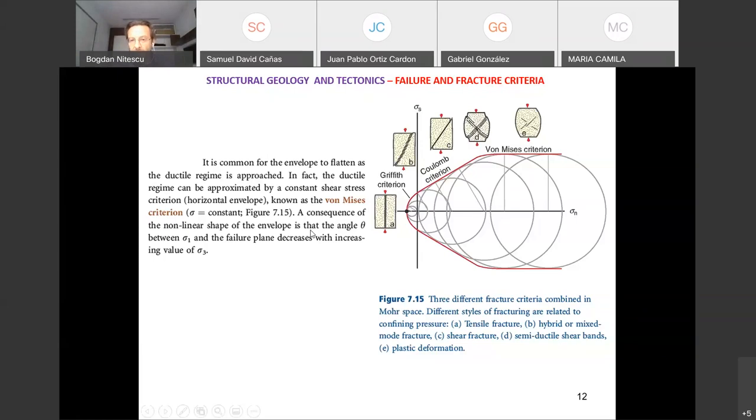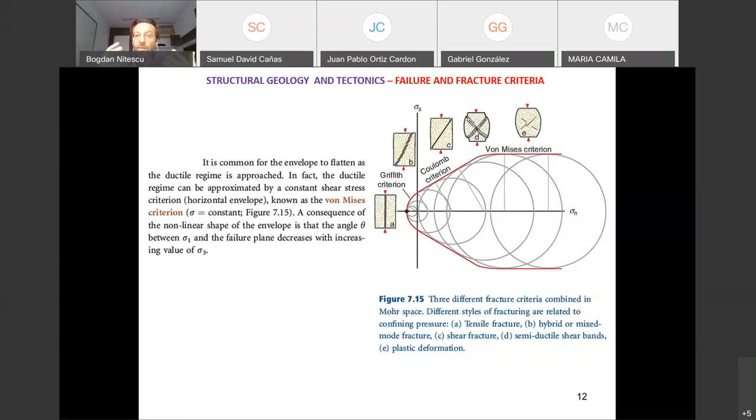So we start seeing this kind of semi-ductile, the transition from brittle regime to ductile regime, semi-ductile shear bands. And then you have pure plastic deformation. Here, you don't even have fractures. Now, this part, as you can see, is called the von Mises criterion, which is no longer a criterion for brittle deformation. So this is an ideal evolution, but it shows us what happens.